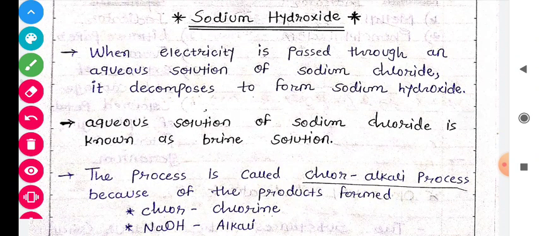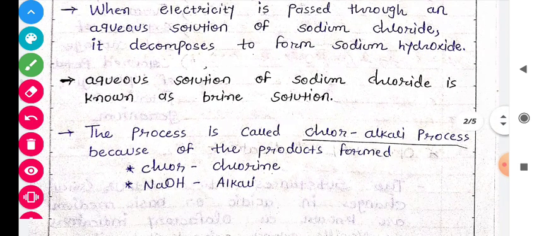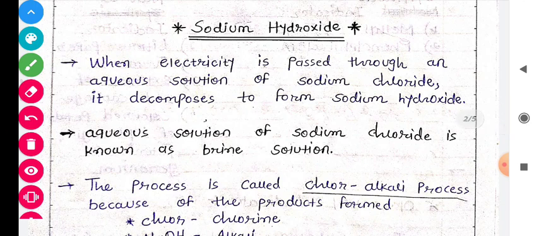Sodium hydroxide. Students, as we know, all these 4 salts are derived from the common salt NaCl. So first of all, we will study the formation procedure of sodium hydroxide. Then we will understand the products that we obtain through this process, and last, the utilization of that product. Okay. So first, how is sodium hydroxide manufactured.